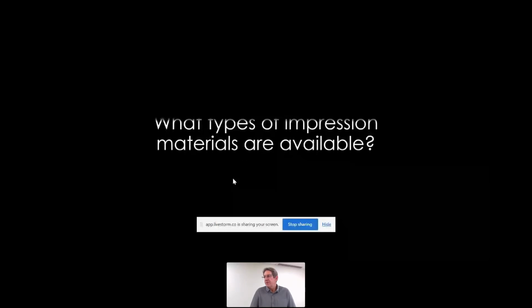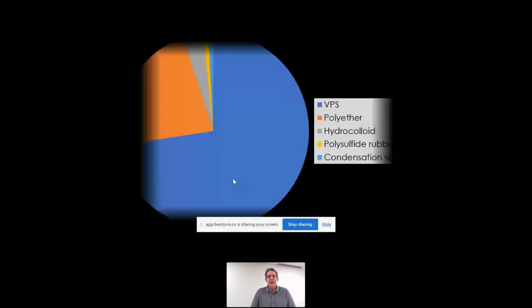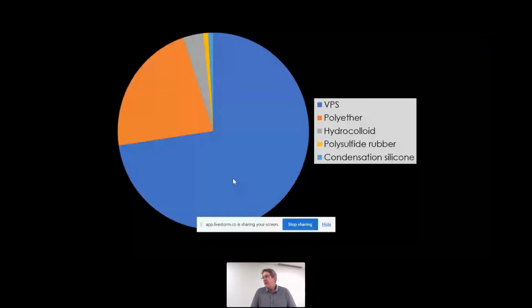So what types of impression materials are available? Well, when we look today, the majority of the market is using vinyl polysiloxane or polyvinyl siloxane. There's still a fair amount of polyether used out there. A little bit of hydrocolloid. We find that prosthodontists typically like this material because it's extremely accurate, but on the flip side, it's a very, very technique-sensitive material. And then a little bit of polysulfide rubber and a little bit of condensation silicone.